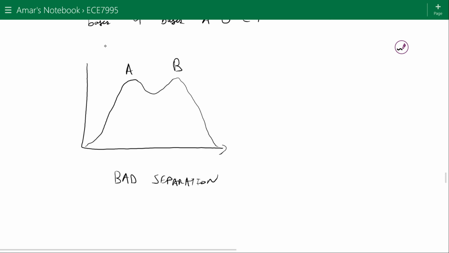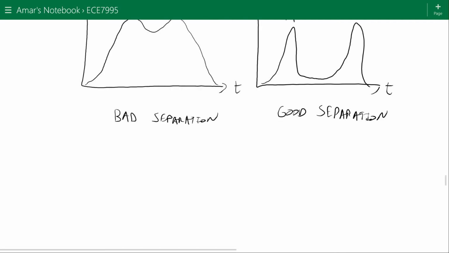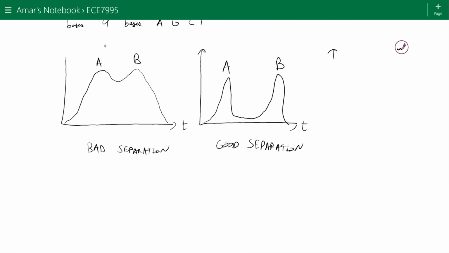An example of a good separation is something that looks like this, where you have two distinct peaks. A came out at a certain time, and then B came out at a different time. This would be a good separation. So if we want to quantify the ability of a system to do good separations, ideally what you'd like is for these peaks to be very narrow and very short in time, tall and narrow. So let's say an even better separation might look something like this, where you have a very narrow peak.